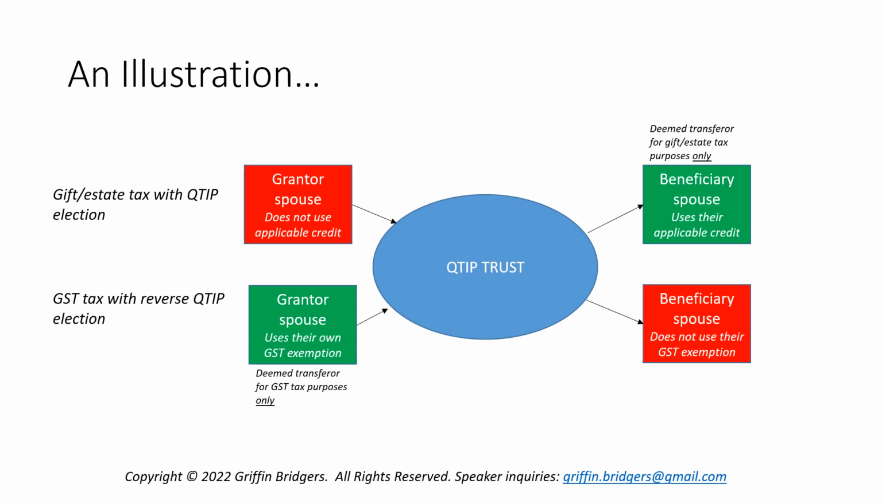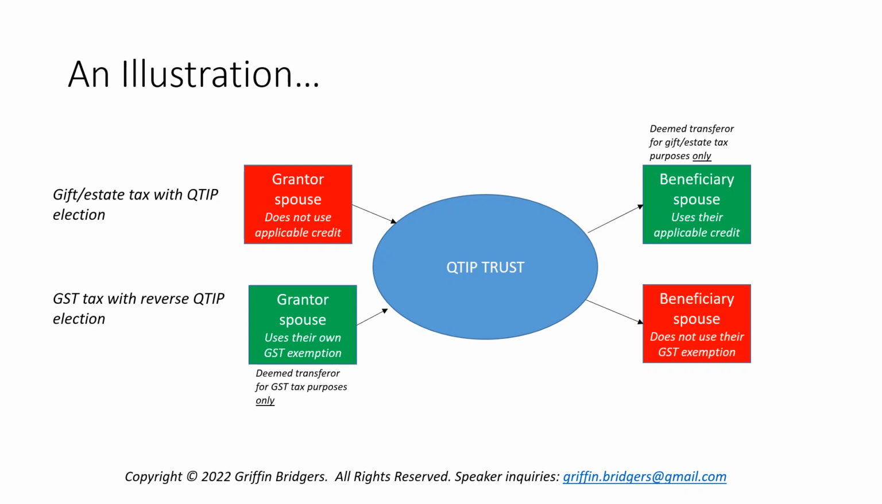However, the beneficiary spouse will ultimately use their applicable credit because that portion or all of the trust for which the QTIP election was made will be included in their gross estate for estate tax purposes. So in other words, looking just at the top, this means that the beneficiary spouse will ultimately be the deemed transferor for gift and estate tax purposes only.